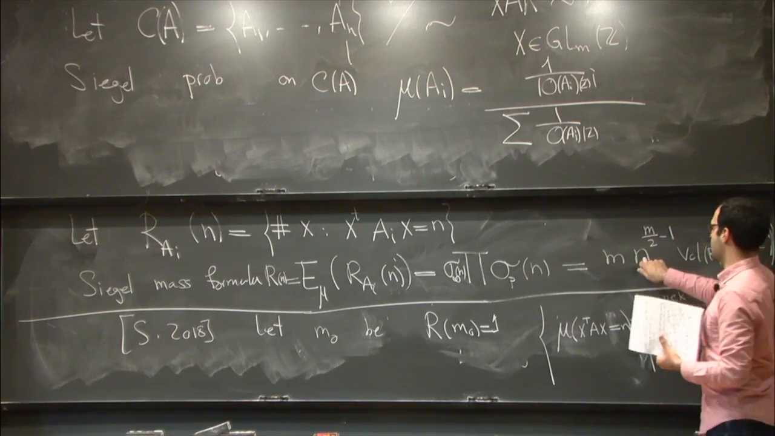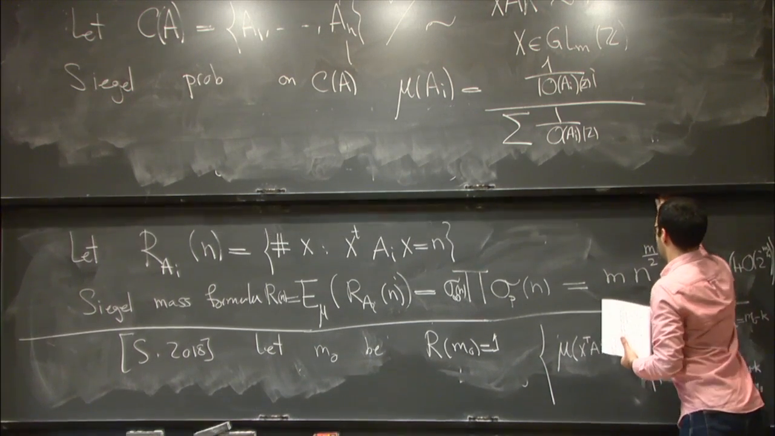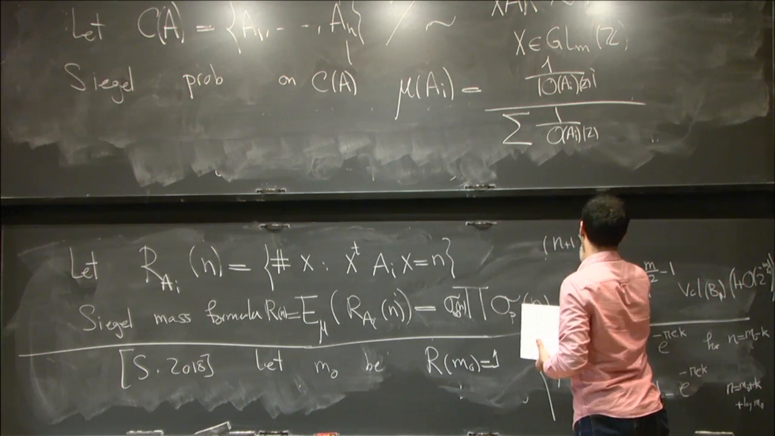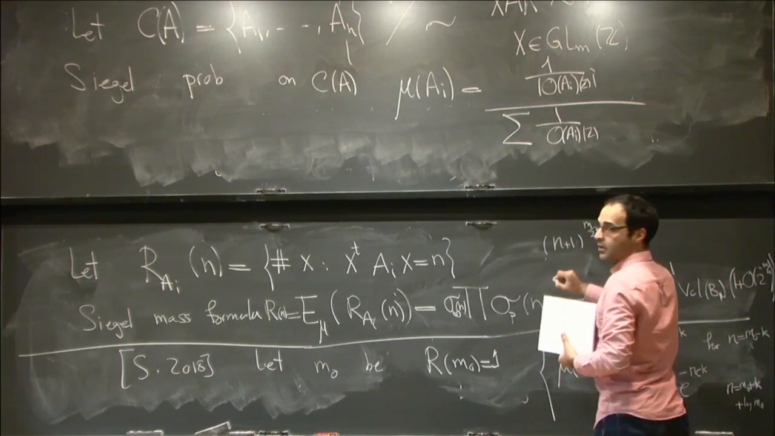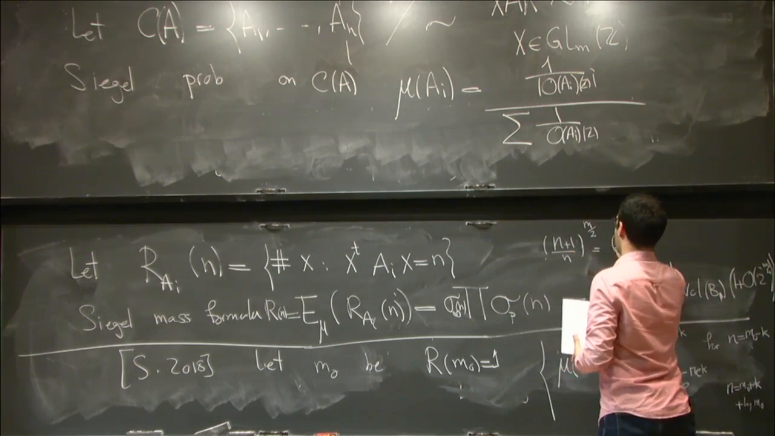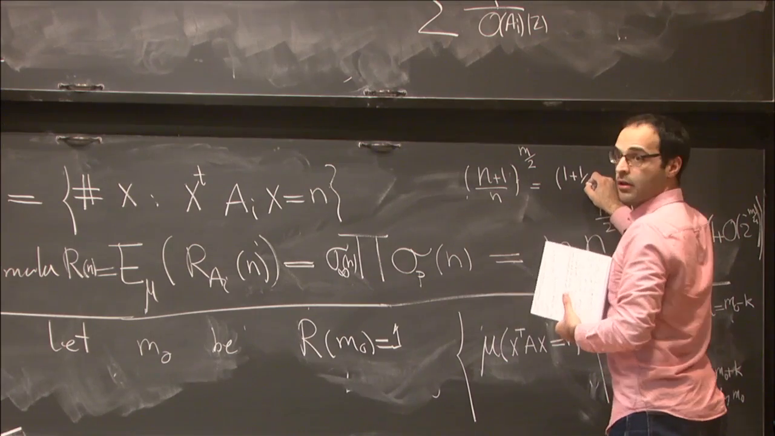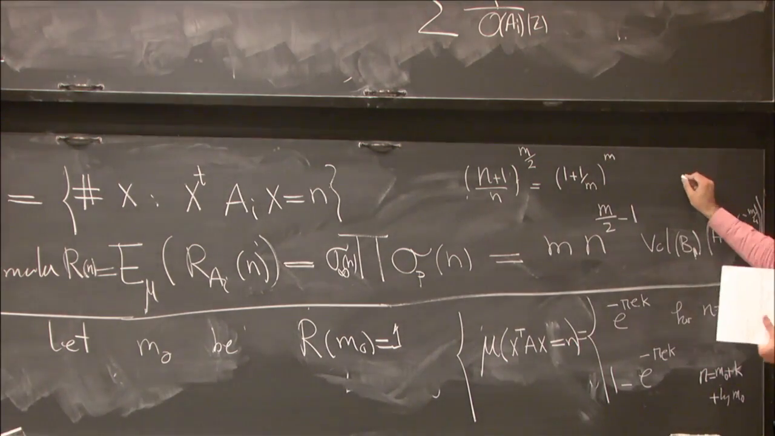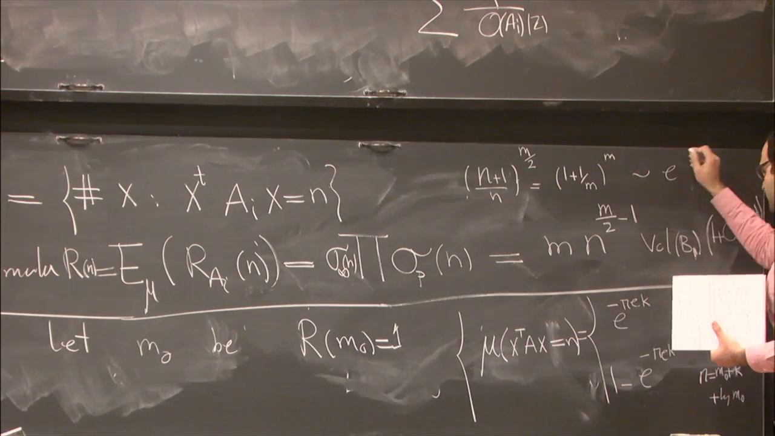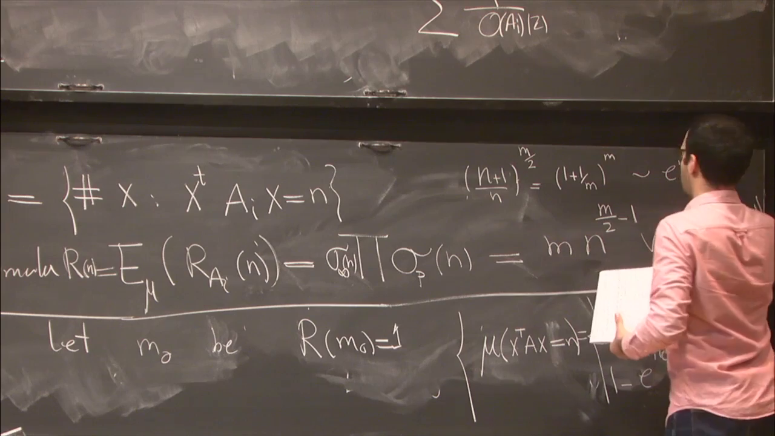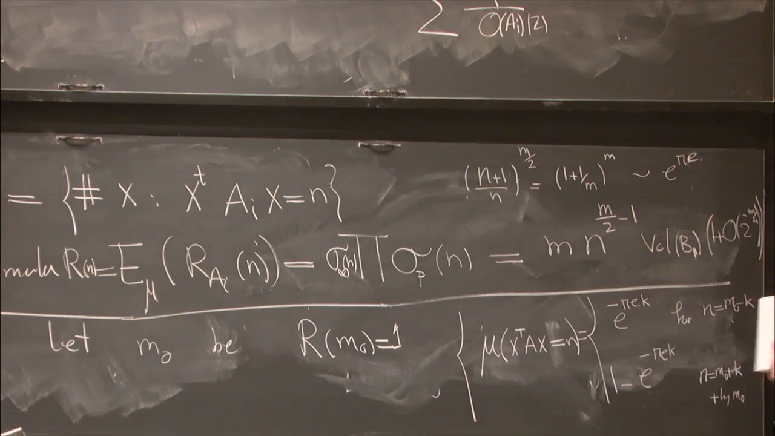It comes from here. If I change n to n plus 1, let's see what's going to happen. It's going to be n plus 1 to the power m over 2, right? If I divide it by n, then it's going to be 1 plus 1 over n to the power m, and then this is e to the 2 pi. Yeah.